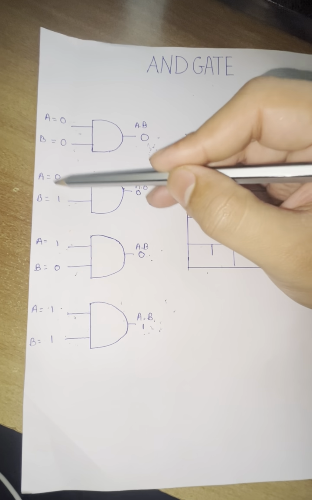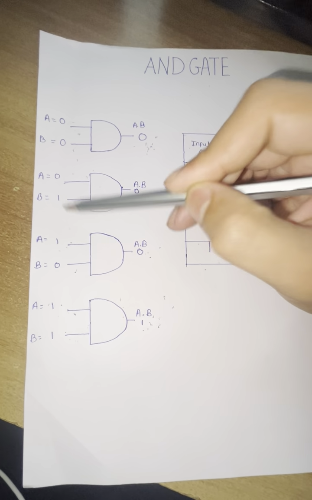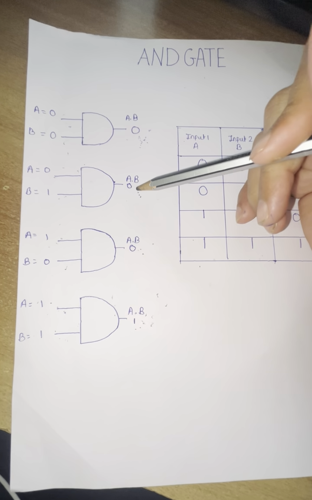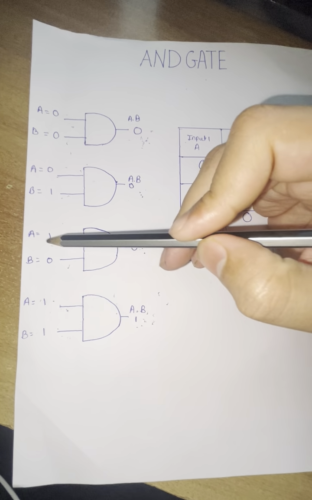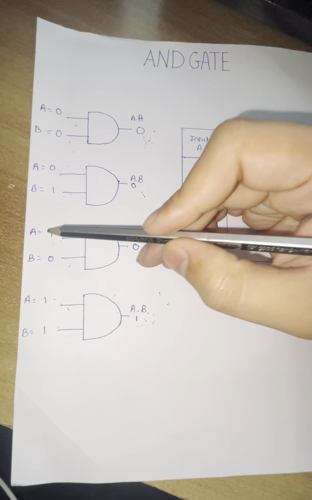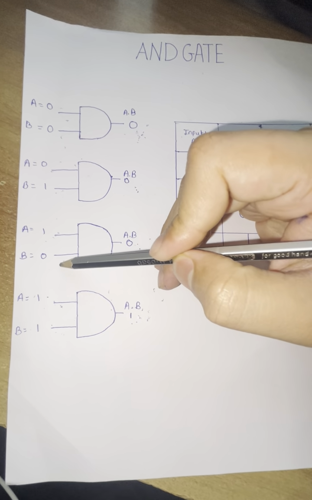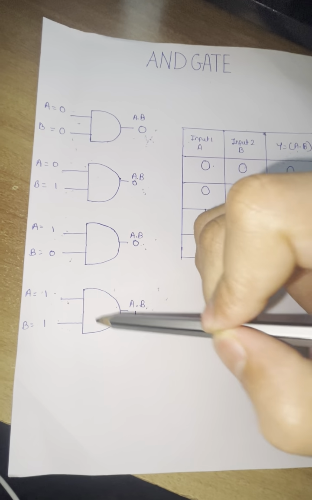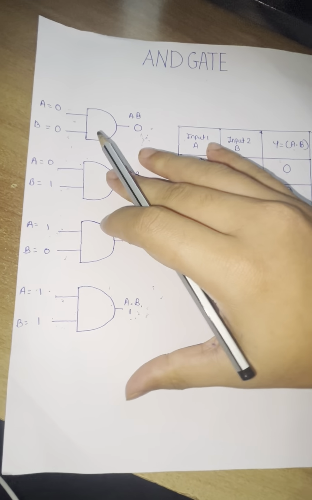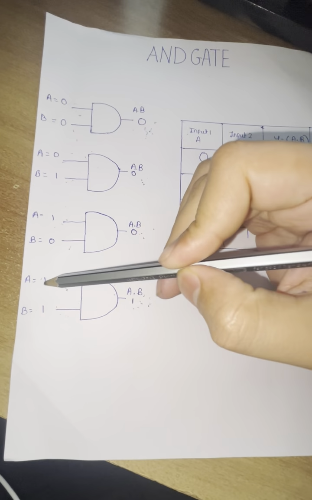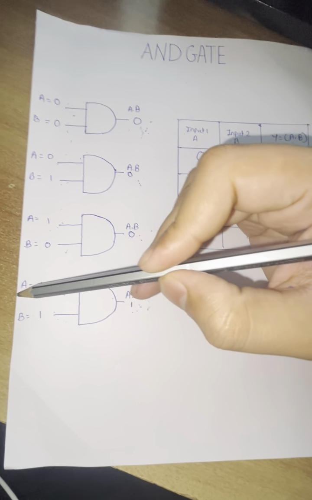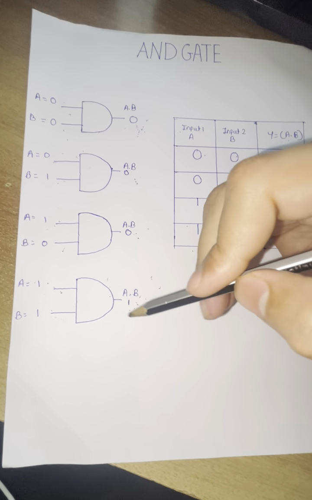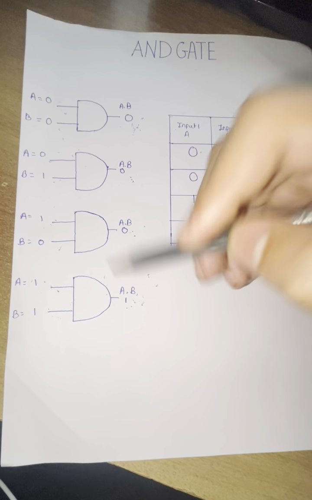Here A is equal to 0 and B is equal to 1, the output is 0. In the third case, A is equal to 1, B is equal to 0, and again the output is 0. Here in the fourth case, it is different. Here A is equal to 1 and B is equal to 1, and the output is 1.